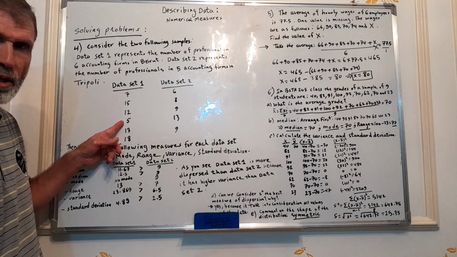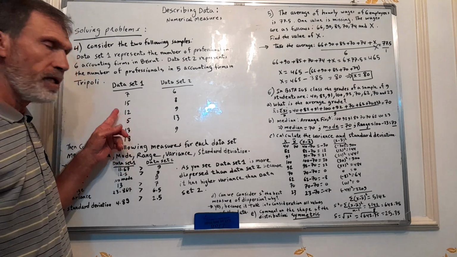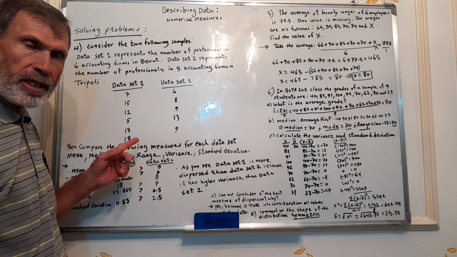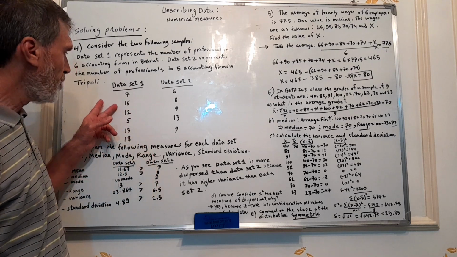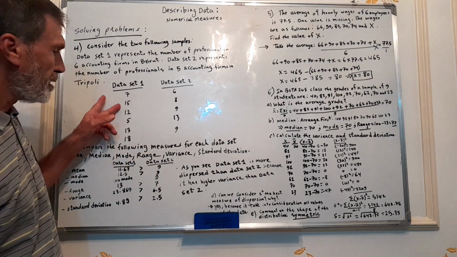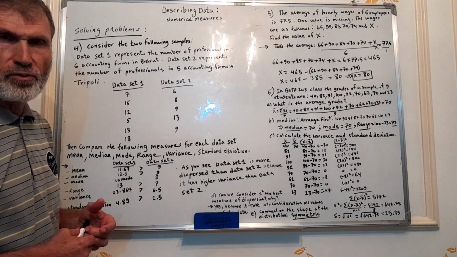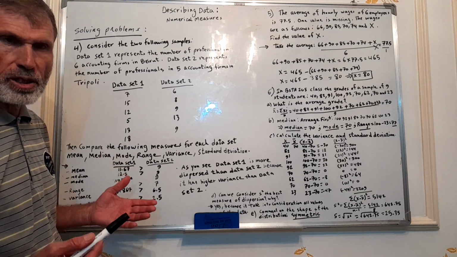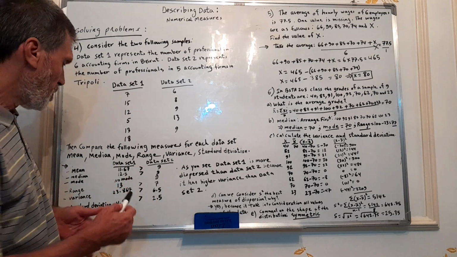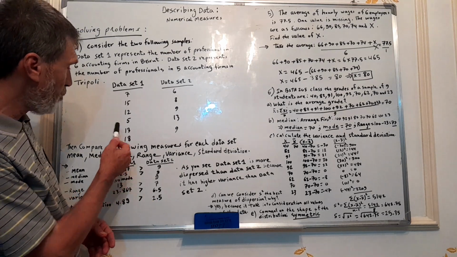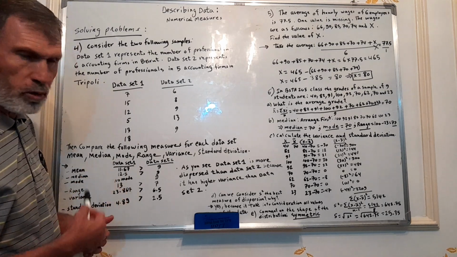Now, the median. For data set 1, all we have to do is arrange the data from smallest to largest or from largest to smallest. Okay? And since we have 6 values here, we take the middle 2 and get the average of these two values in data set 1, and of course we come up with the median. So the median for data set 1 is 12.5.